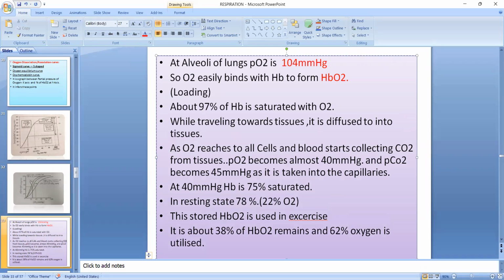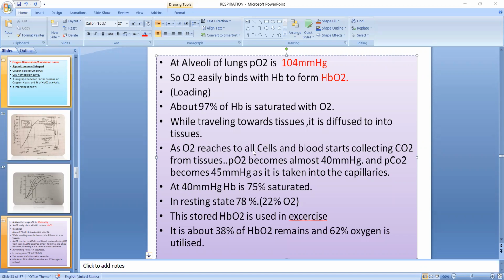Why? There are two reasons. One is the bond between Hb and O2 is very weak. Second one is, in the tissues, PO2 value is very low, 40 mmHg. You remember, in the tissues, oxygen partial pressure is 40 mmHg. In the systemic circulation, it is almost 92 to 97 mmHg ఉంటుంది PO2 value. So from high PO2 to low PO2, HbO2 is dissociated and O2 is given to the tissues.